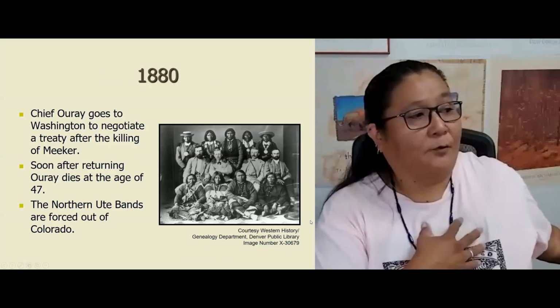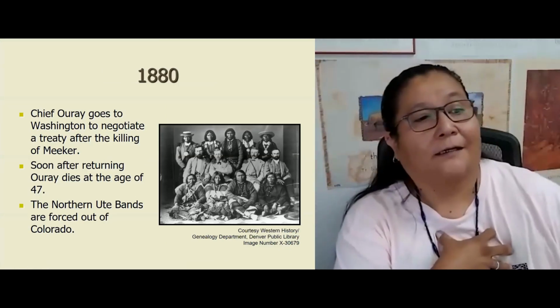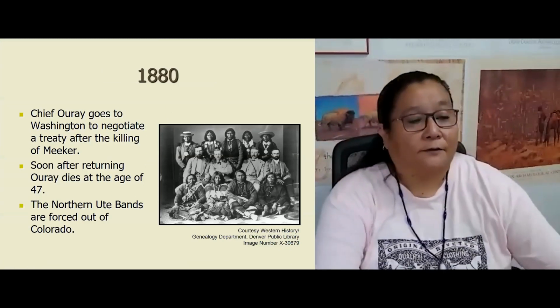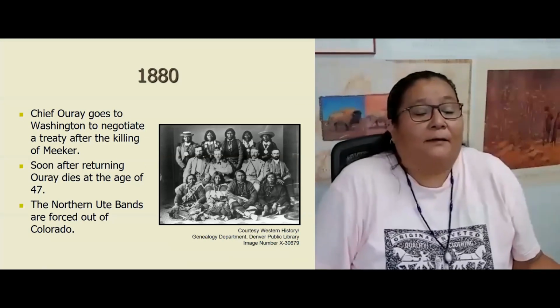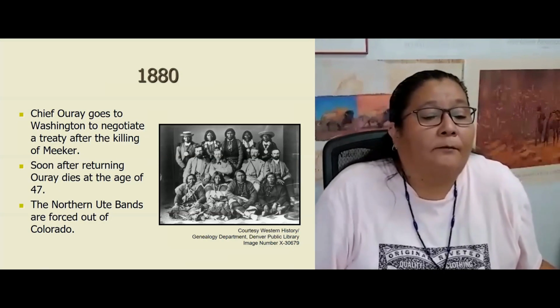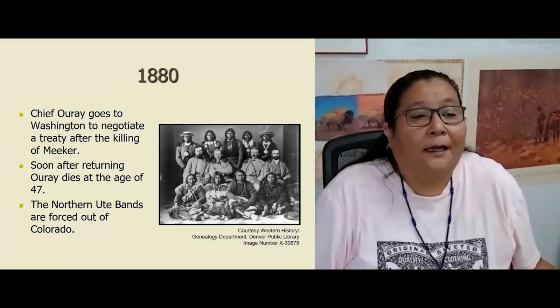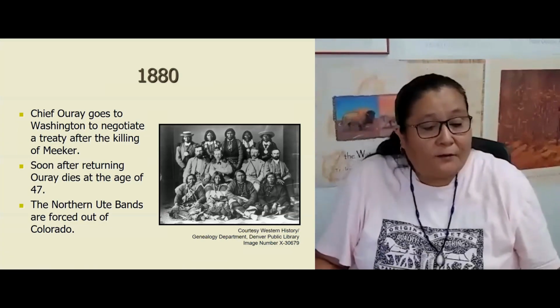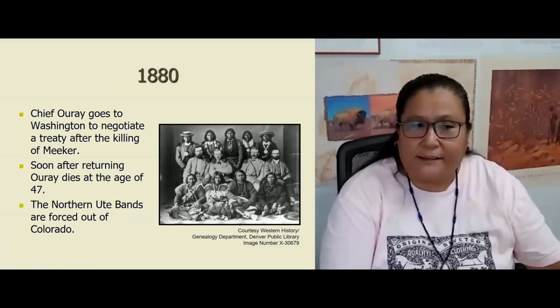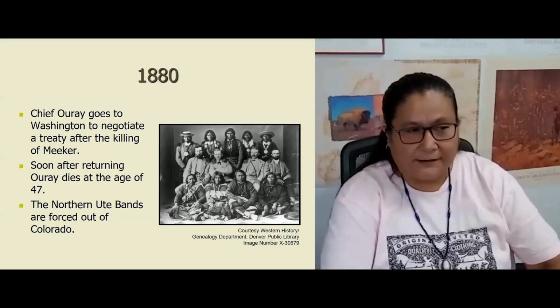Chief Ouray ends up going to Washington, D.C. He has to negotiate to help fix whatever's happening. He comes back from Washington, D.C., and he passes away. He was 47 when he passed away. They say he had Bright's disease, which I believe is kidneys.